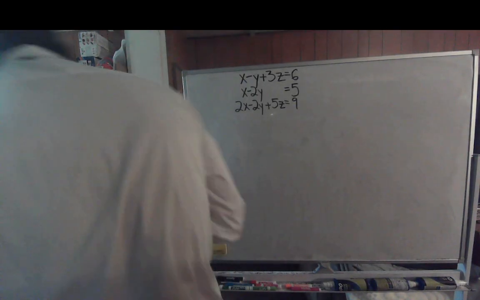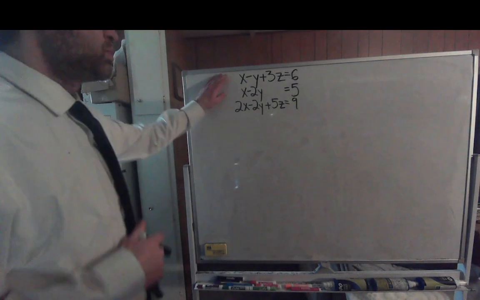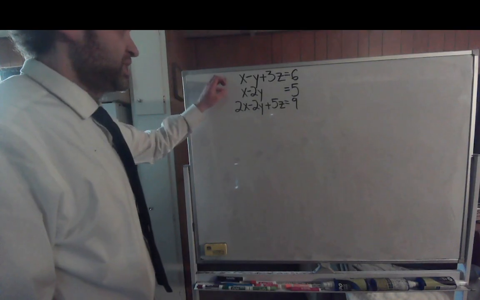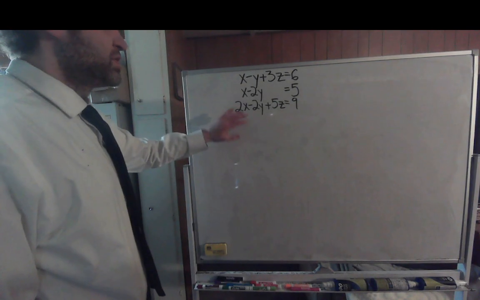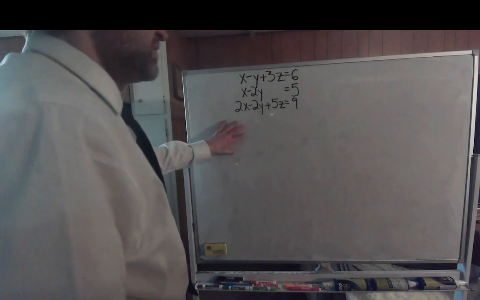Alright, so there's your next system. We have x minus y plus 3z equals 6. x minus 2y equals 5. 2x minus 2y plus 5z equals 9.